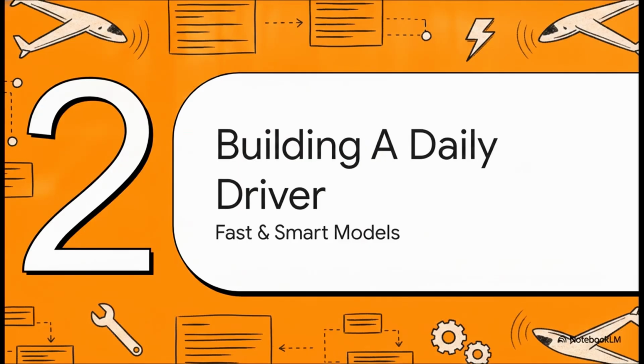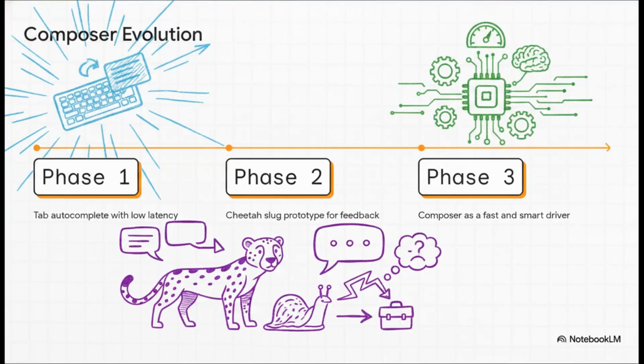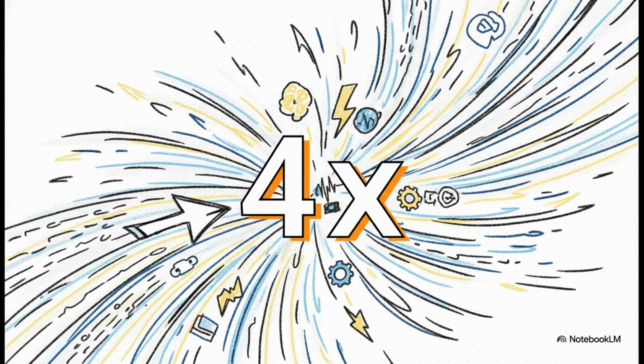Section 2. Building a daily driver. So their journey actually started with their low latency tab autocomplete feature. The team started wondering, hey, could we take that exact same ultra-fast approach and apply it to a full coding agent? So they built this early internal prototype they called Cheetah Slug. Users loved the speed, but the feedback was pretty clear. It just wasn't smart enough yet for everyday use. But you know what? That exact feedback loop is what directly drove the rigorous development of the final Composer release we see today.